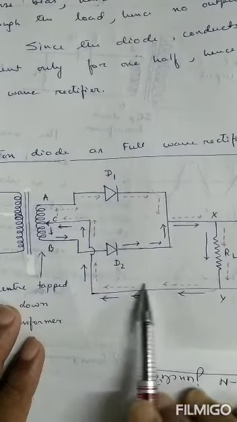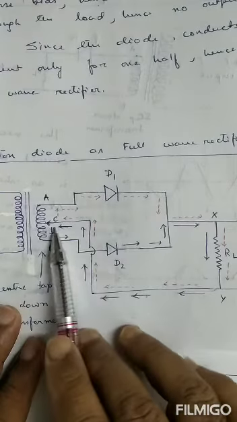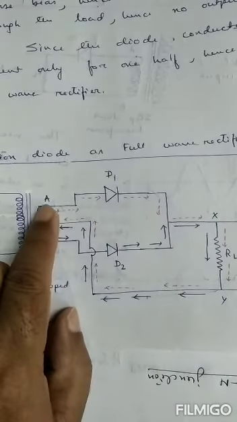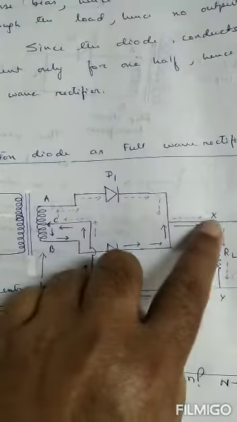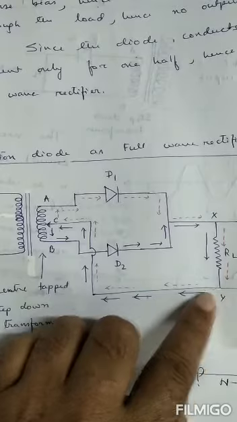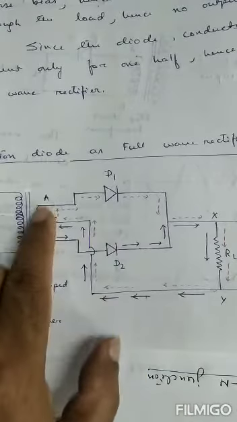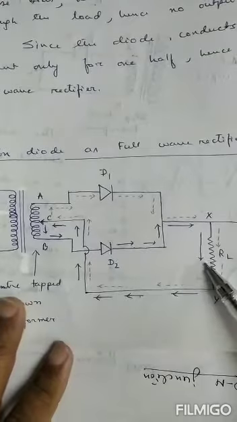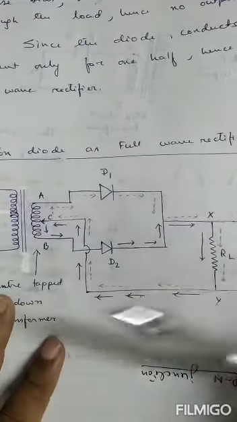It will flow like this. That means current flows along the direction A, D1, X, Y, C, A. So therefore, we get the output voltage.